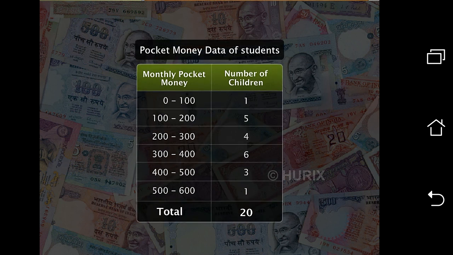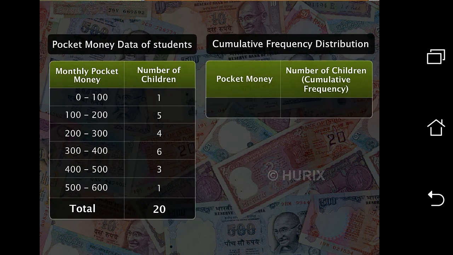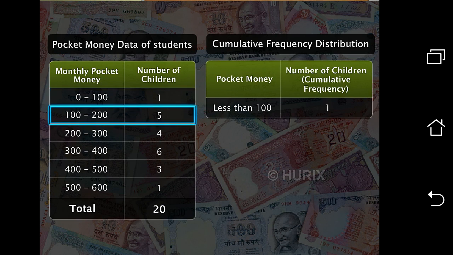Given here is the data of the pocket money earned by 20 friends staying in a locality. Let's make the cumulative frequency distribution of less than type for this data. Here, one child earns between 0 and 100. So the number of children who earn less than 100 rupees is 1. Next, 5 children got pocket money between 100 and 200.